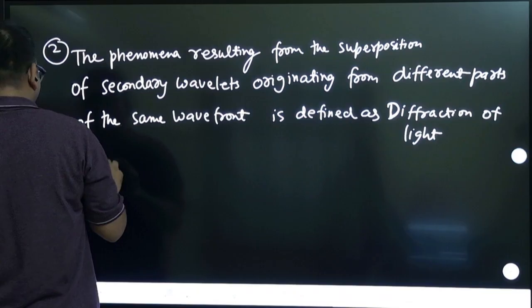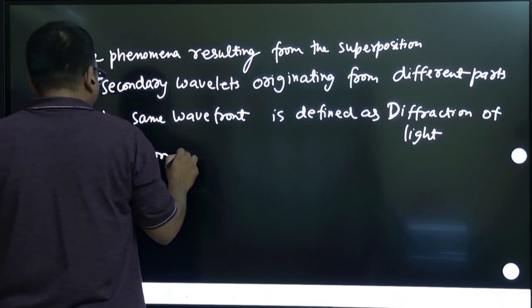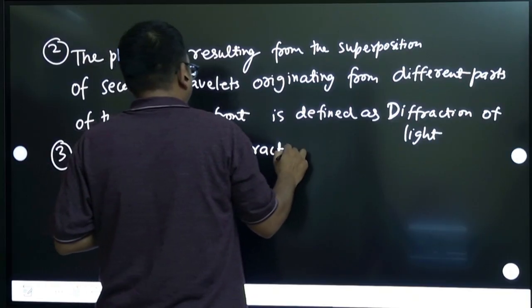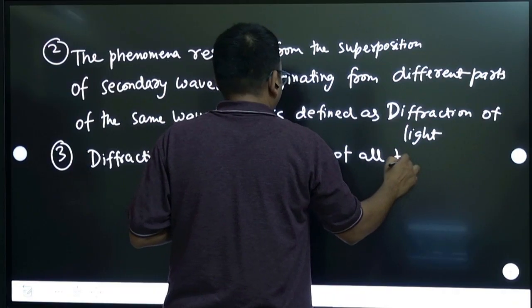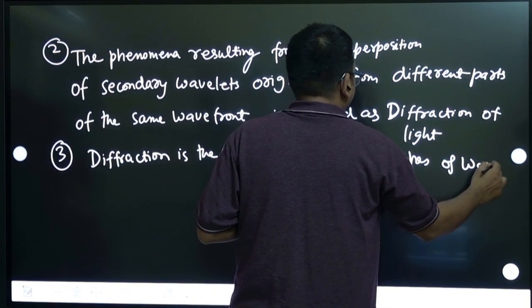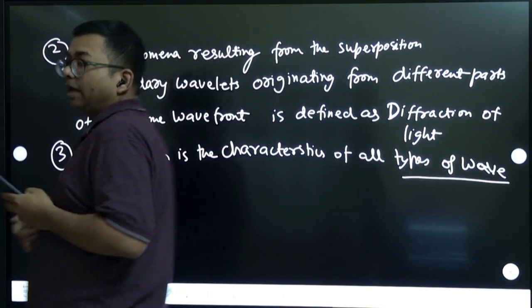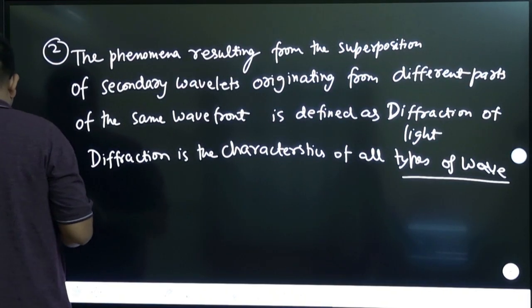Diffraction is a characteristic of all types of waves. All types of waves, not only light waves or sound waves, any wave you take, diffraction happens in all those types of waves.